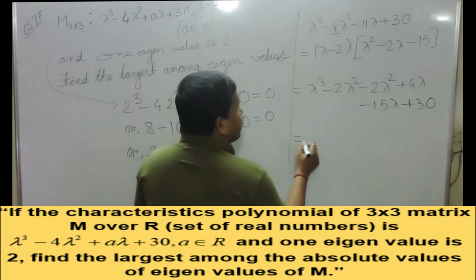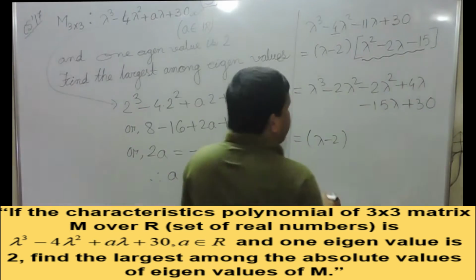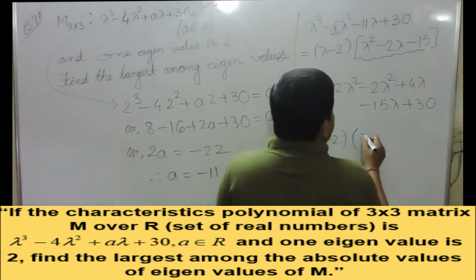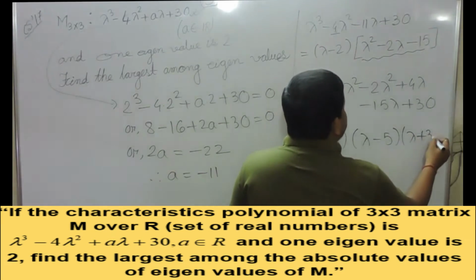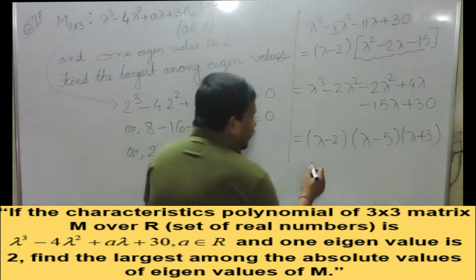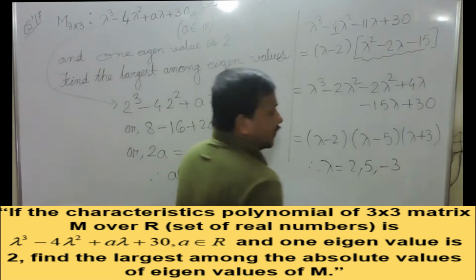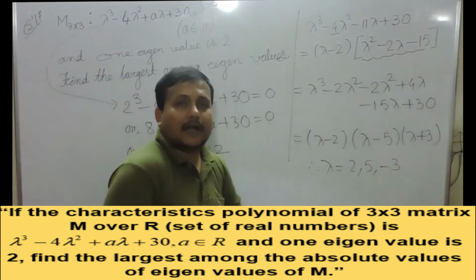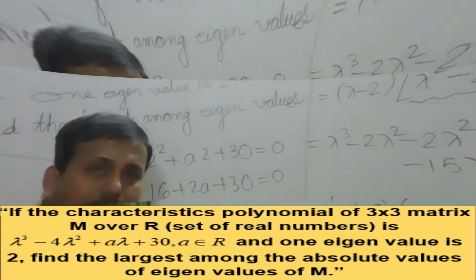So the factors are lambda minus 2. And if you find the factors of lambda squared minus 2 lambda minus 15, you get lambda minus 5 into lambda plus 3. So what about the values of lambda? You can find that the eigenvalues are 2, 5 and negative 3. Clearly, the eigenvalue with the largest magnitude is 5. So the final answer to this question is 5. Thank you.